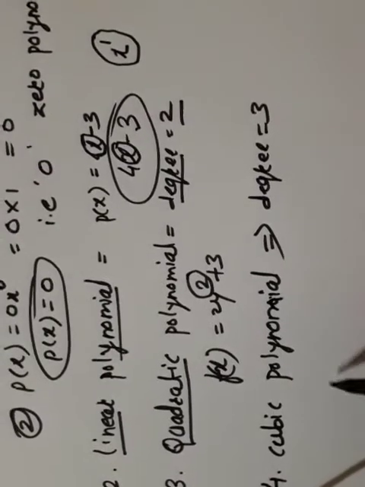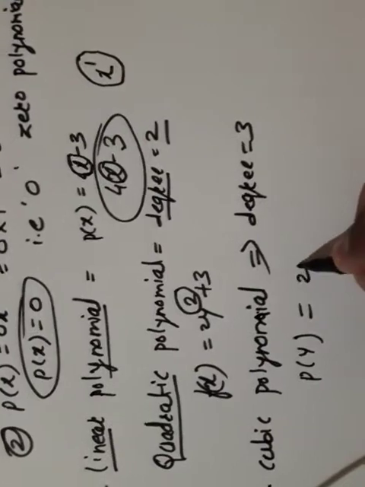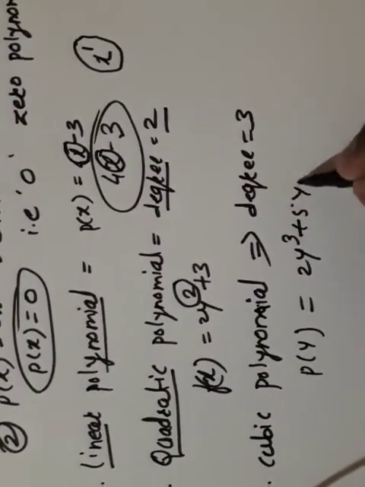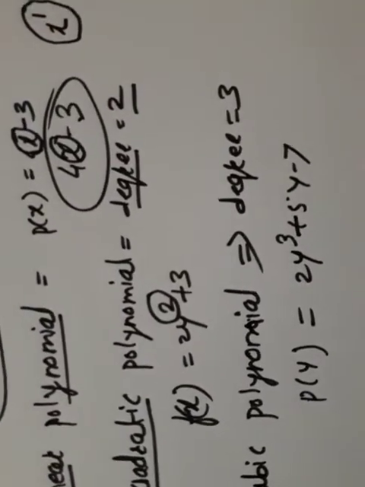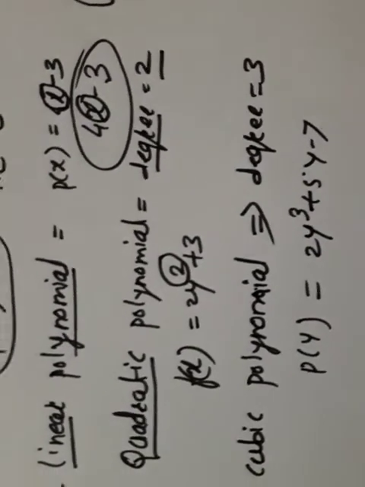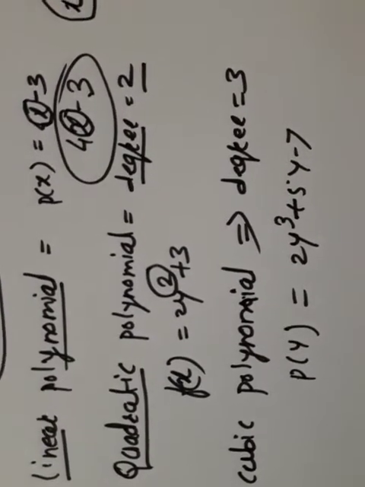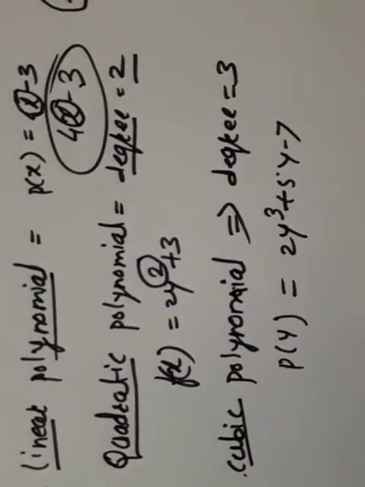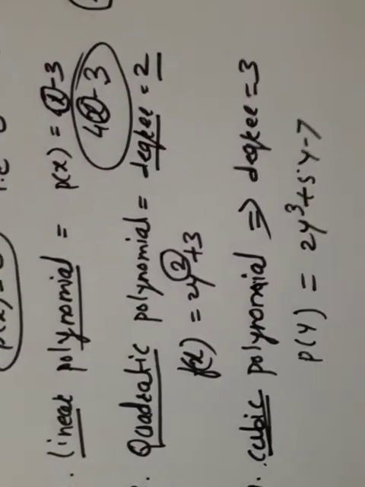For example, suppose here I have taken p of y is equal to 2y raised to 3 plus 5y minus 7, that is, 2y cube plus 5y minus 7. Now look here, the variable is y, and the highest degree is 3. That's why this polynomial is known as a cubic polynomial. I hope you got an idea about it.